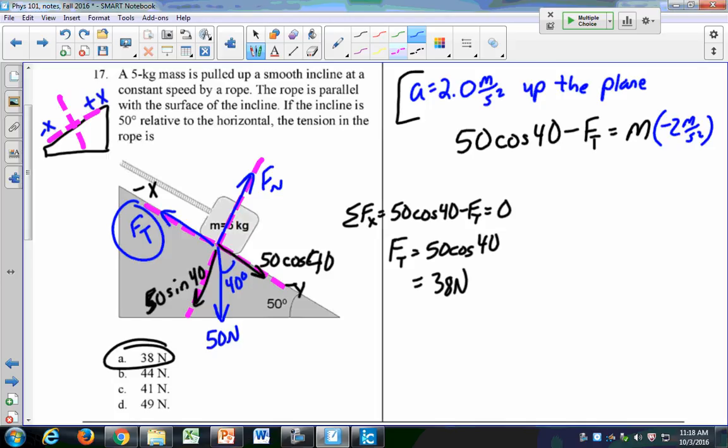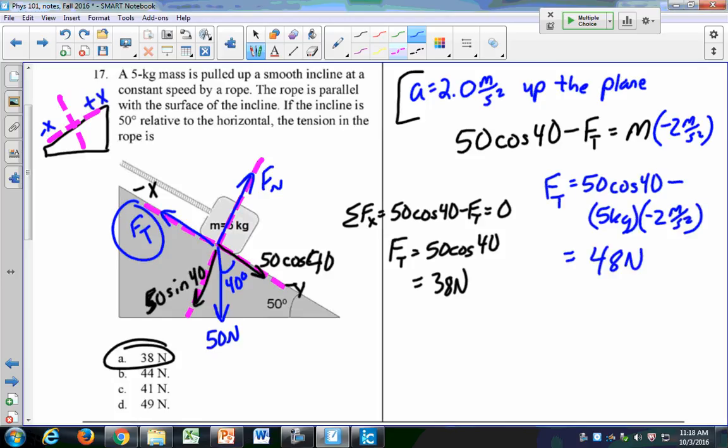And then I solve for Ft. So Ft will equal 50 cosine of 40, which was 38, minus the mass, which is 5 kilograms, times negative 2. And that's equal to 48 newtons. Which makes sense. It should be bigger than what we found here, because you're pulling it up the inclined plane.